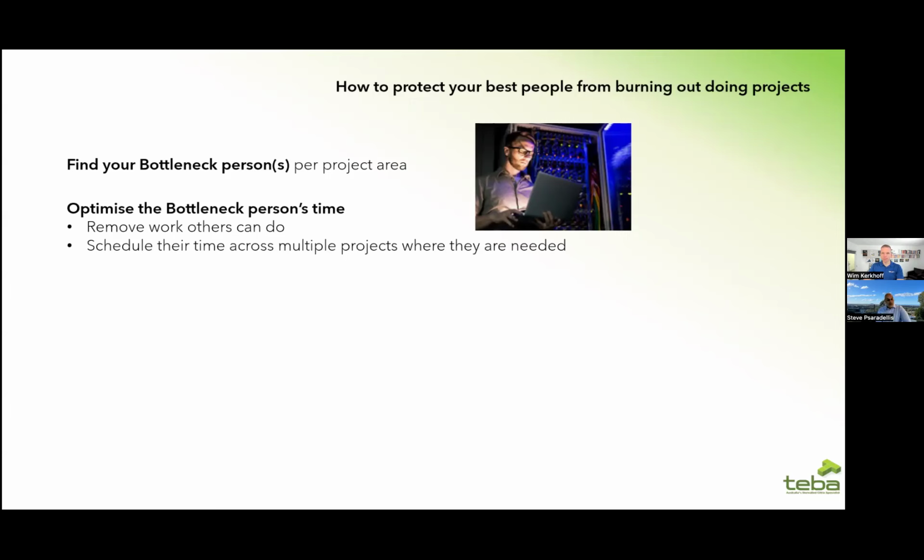Number two, schedule their time across multiple projects where they're needed. You're going to typically find these people that are bottleneck resources are probably allocated to more than one project because they have a specific capability or a specific skill that nobody else can do, or nobody else can do as well as them. So they are typically bouncing around projects anyway. So we're going to talk about this later on, or I'll show you how to do that.